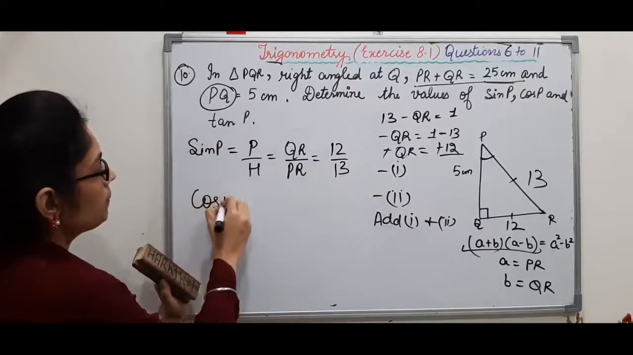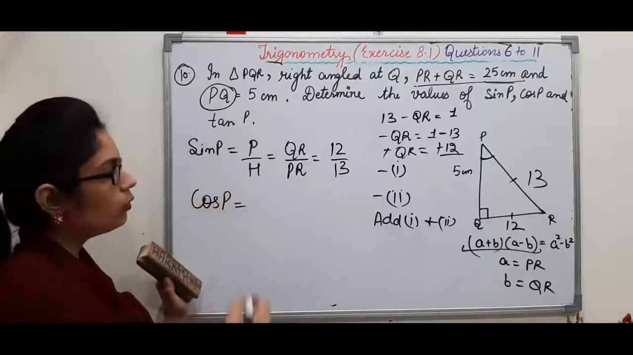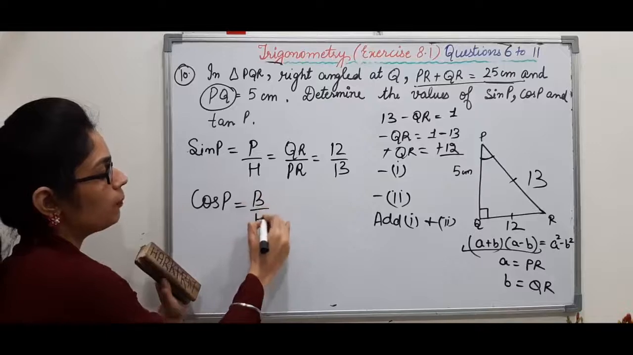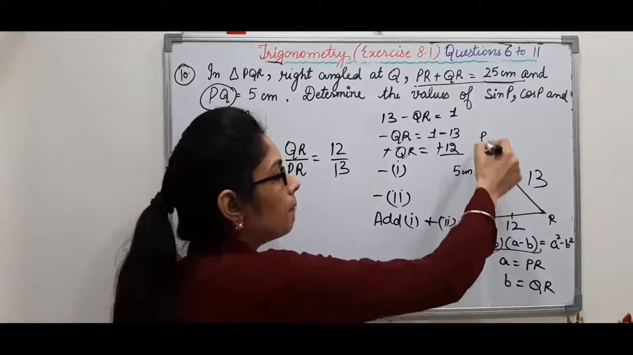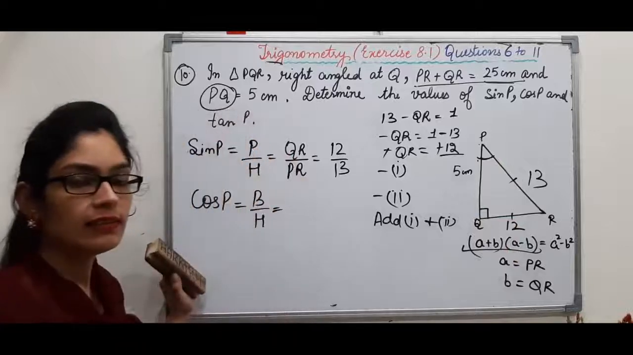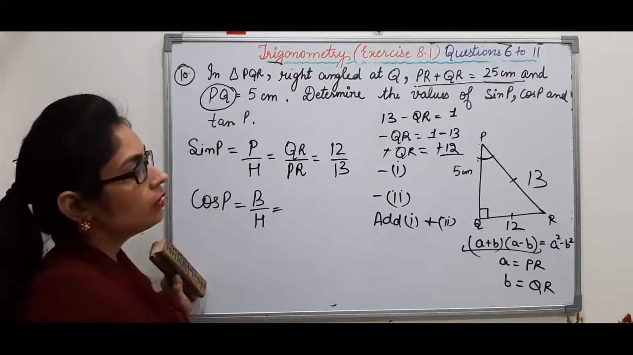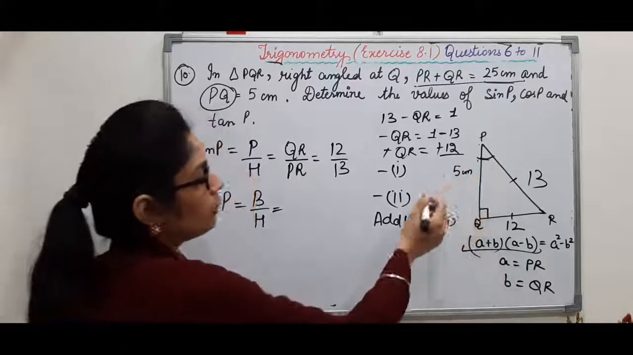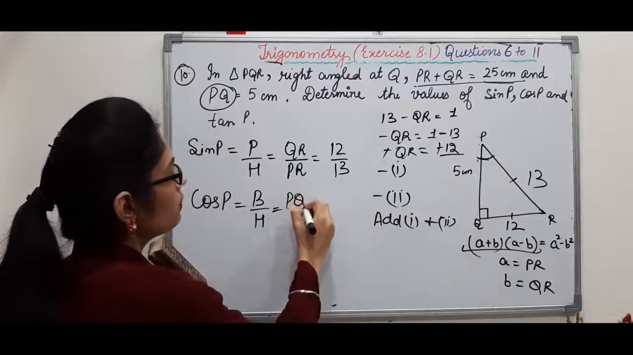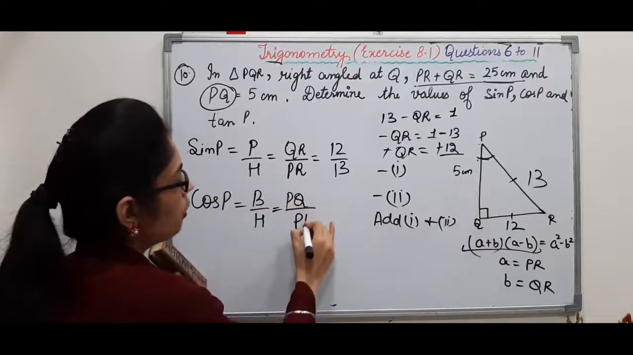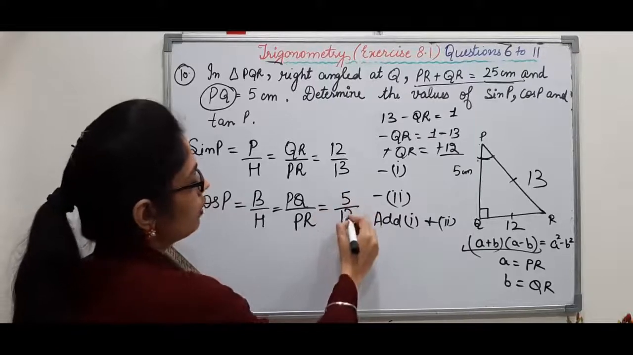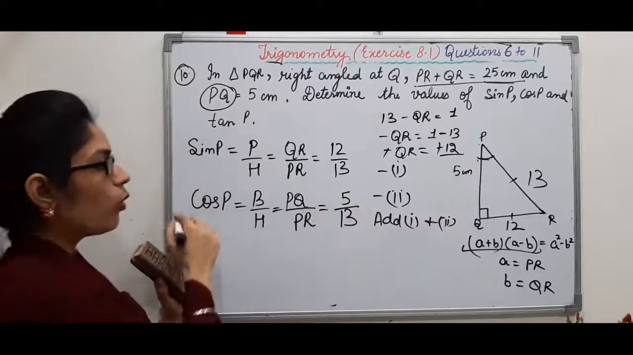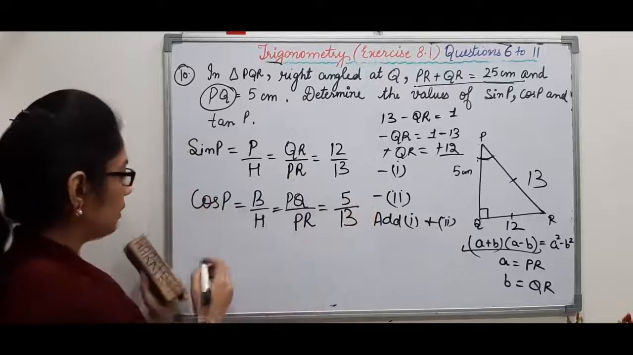Now cos P is base upon hypotenuse. With respect to P, PQ is the adjacent side. The adjacent side is the base of the triangle with respect to this angle. So PQ is the base, PQ is 5, and the hypotenuse PR is equal to 13. So cos P is equal to 5 by 13.